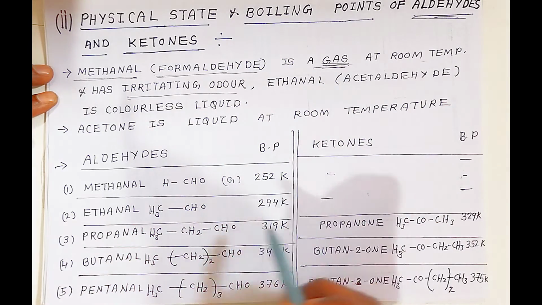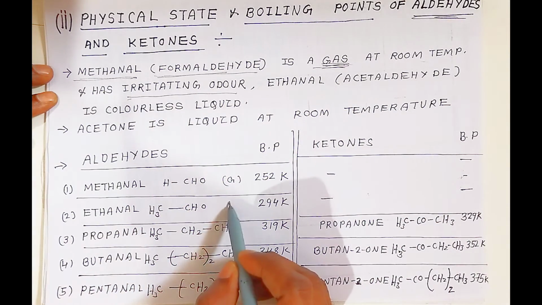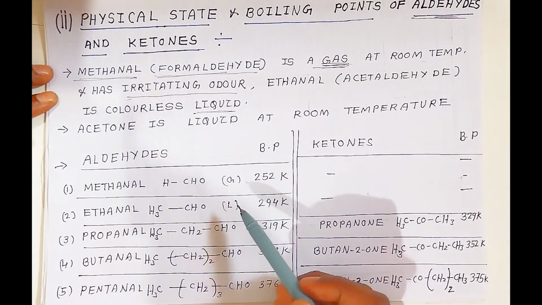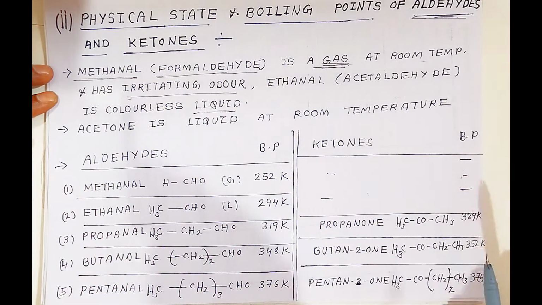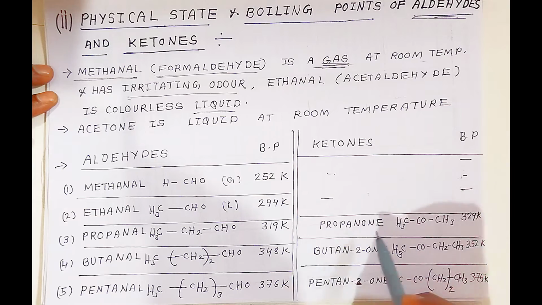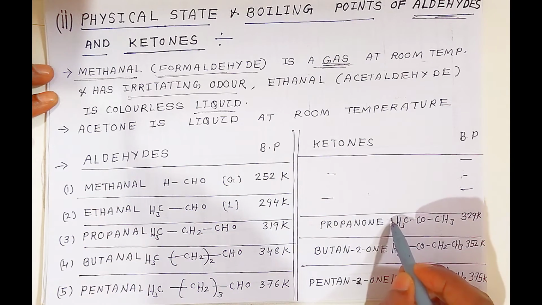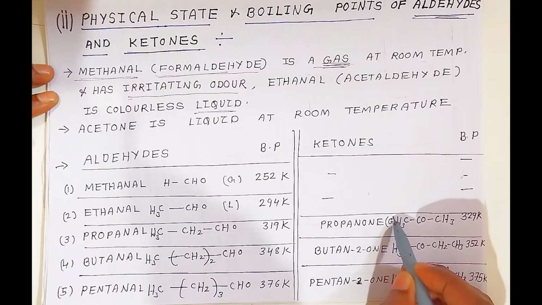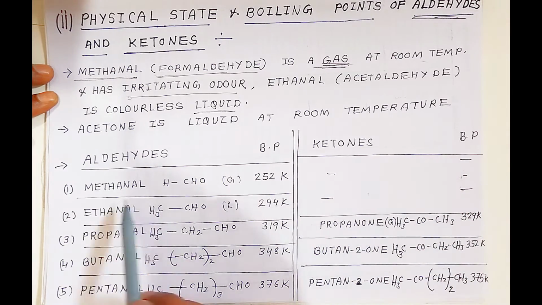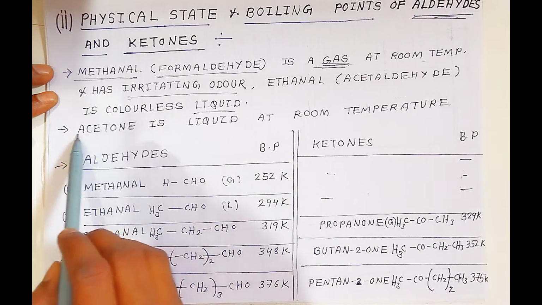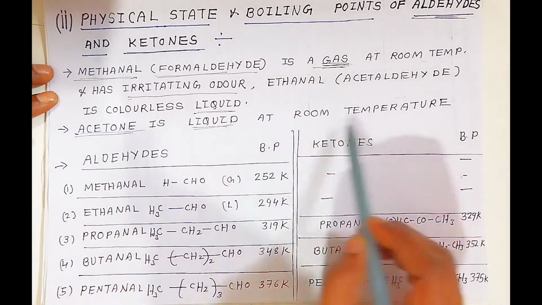So the physical state for methanal will always be gaseous at room temperature. Ethanal, acetaldehyde, students, is a liquid, a colorless liquid. So this is all about the physical state, students. When you are talking about ketones, students, acetone is a liquid at room temperature. That means only methanal is a gas, and the others are present in the liquid state. So acetone, which is a ketone, is a liquid at room temperature.